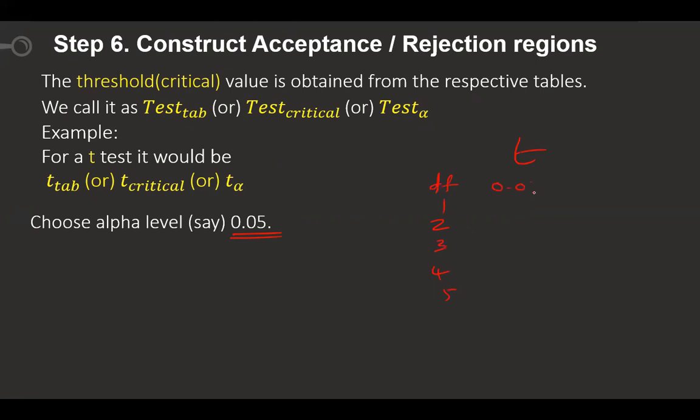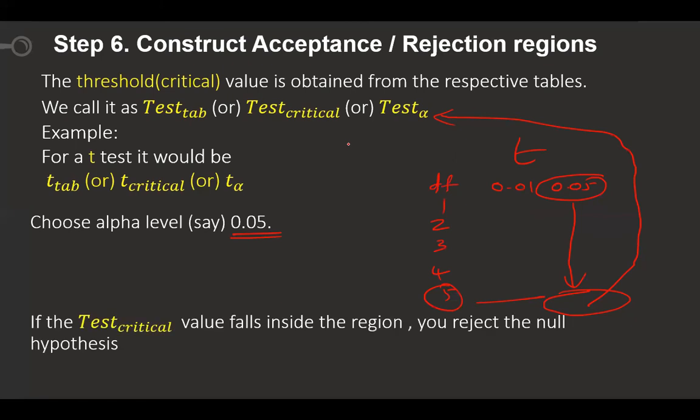Here 0.01, 0.05, etc. It will be there. So under this column, under this degrees of freedom, I'm going to take this value. This value is nothing but t alpha or t critical. So your critical values will be calculated from the table always.